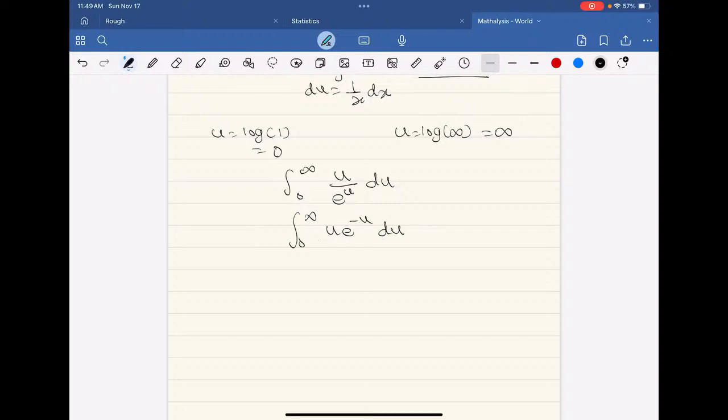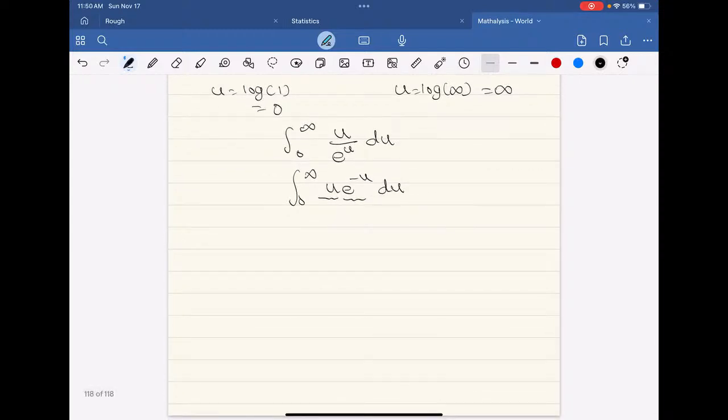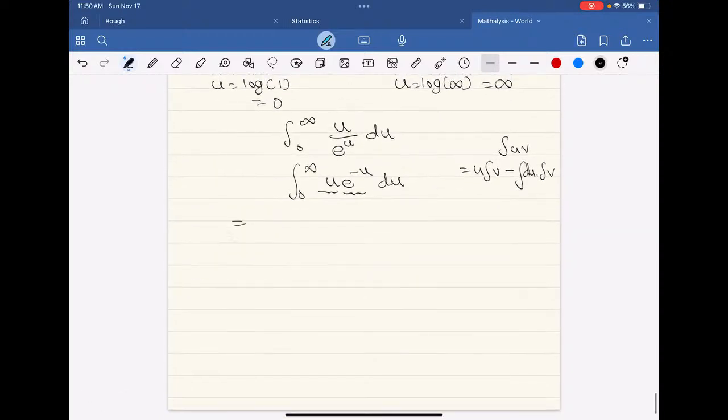I can just say that this is our first component, this is our second component. Now we know that if we use integration by parts, the integral of u v is u times the integral of v, minus the integral of the derivative of u times the integral of v, right? So we will use that. So this will become u times the integral of e to the power minus u, which is e to the power minus u by minus 1, right? Minus the integral from 0 to infinity. Now the derivative of u is just 1. The integral of e to the power minus u is just e to the power minus u by minus 1 du, right?